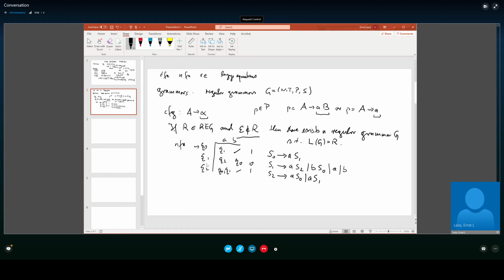And similarly, because Q1 goes to Q0 under B, I could, of course, say S1 goes to B S0, which means now I have to continue with whatever S0 is doing. But if I wanted to stop there and say, well, Q0 is an accepting state and I can stop there and the word is accepted, then of course I'm going to say S1 goes to B.